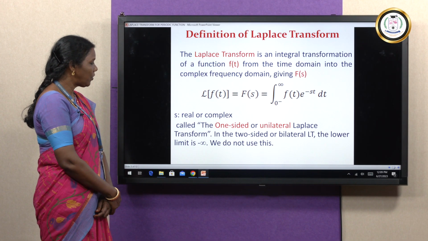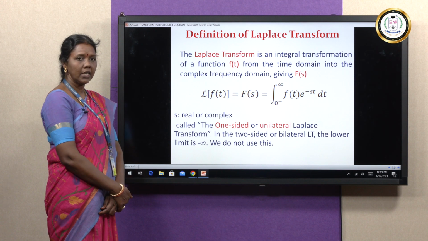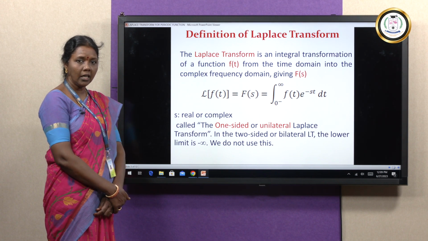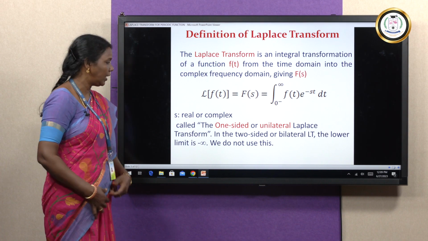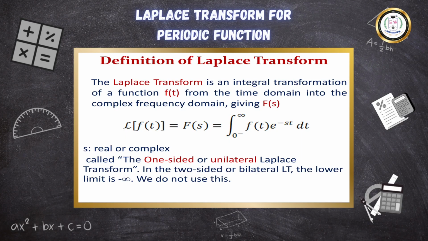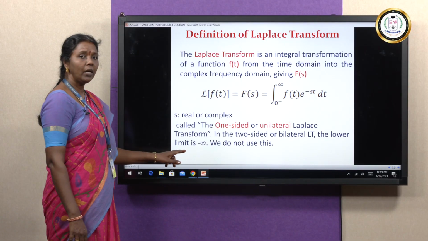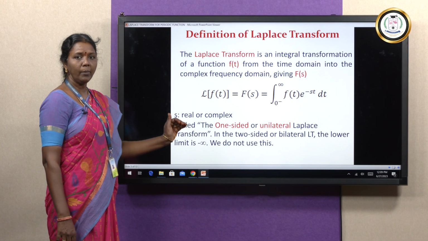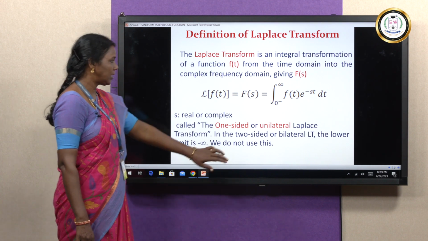And this Laplace transform is called unilateral Laplace transform. Why is it unilateral Laplace transform? Because it is taking the limit from 0 to infinity. And in the two-sided or bilateral Laplace transform, the lower limit is minus infinity, and we don't use that. We will be using only the unilateral Laplace transform.